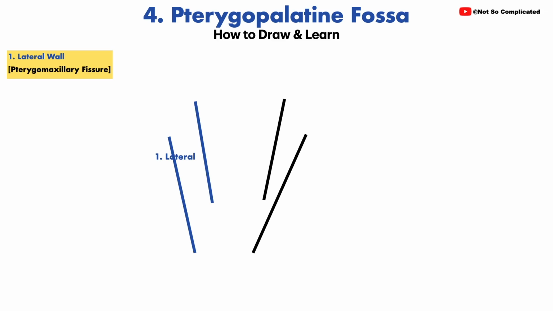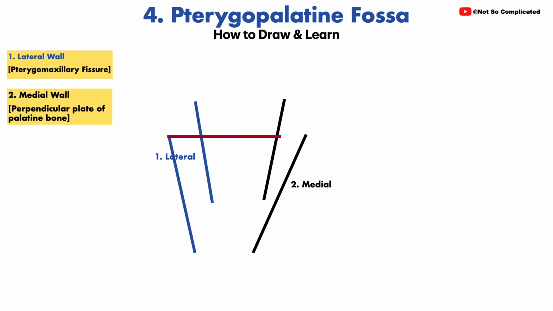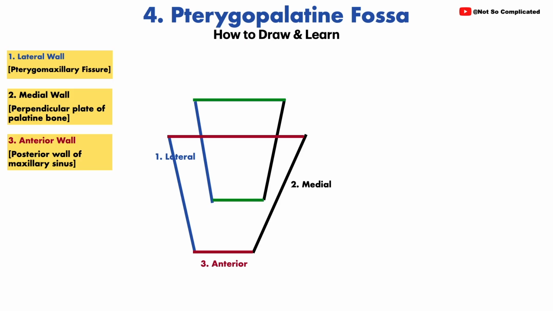is made like the medial wall, and the medial wall is formed by the perpendicular plate of palatine bone. And then this is the anterior wall made by the posterior wall of maxillary sinus, and this will be the posterior wall made by the pterygoid process of sphenoid bone. Alright, so that is how the four walls have formed.